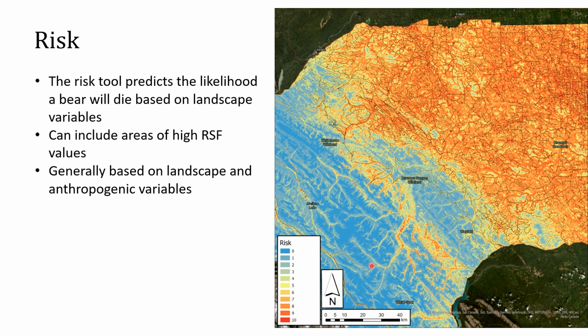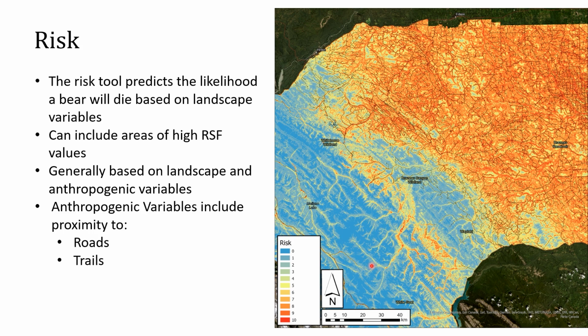Risk models are generally based on landscape and anthropogenic variables. Anthropogenic variables include proximity to roads, trails, agricultural areas, and protected areas. Over here, you see that within the mountains, we have relatively low risk to those areas that are east of the mountains and into the foothills.